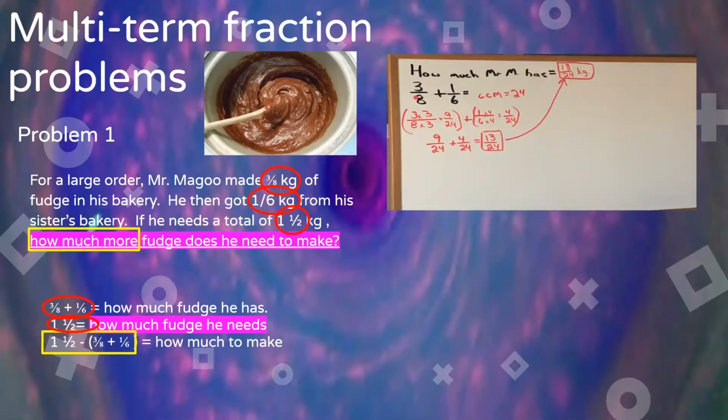So 3/8, if we change 3/8 into 24ths, we have 9 24ths of a unit. And then if we want to change 1/6 and we multiply it by 4/4, we wind up with 4 24ths of a unit. So what have we figured out he has? He has 9 24ths and 4 24ths of a unit. So he has a total of 13 24ths units.